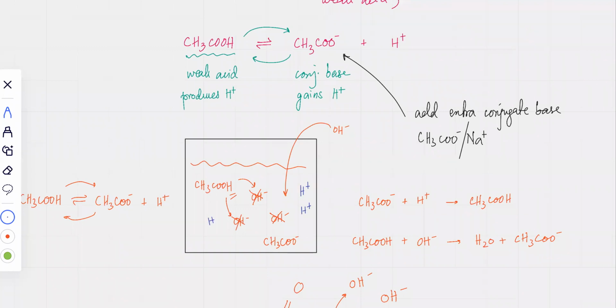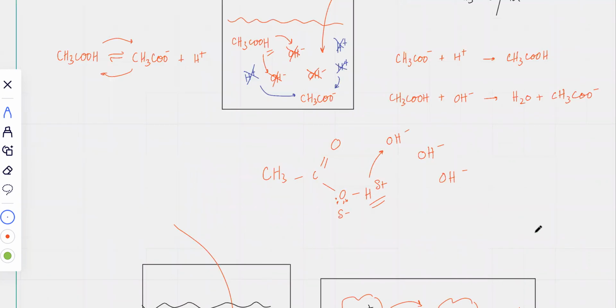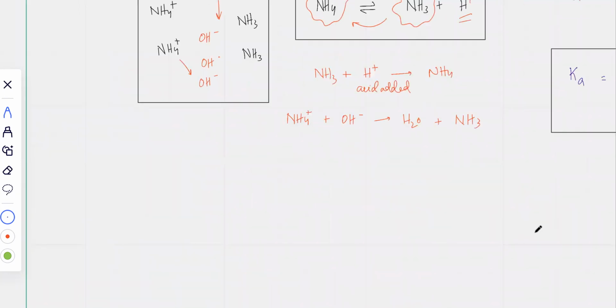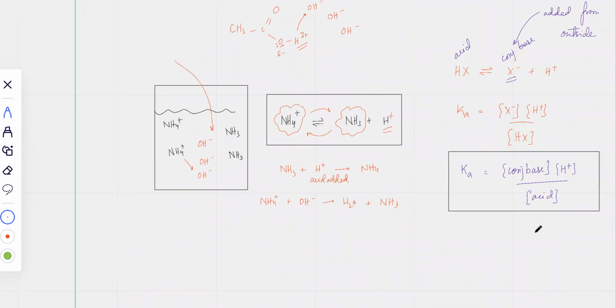the ethanoate ions start gaining those H+ ions, and they are removed from the solution as well. So these two together will not allow the concentration of H+ or OH- to change, even if you keep adding more of them from outside. That's why you have these reactions going on. We did study this, and we pretty much talked about buffer solutions. Every time you need a mixture of the weak acid plus its conjugate base.